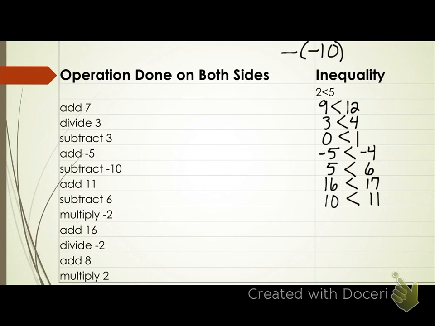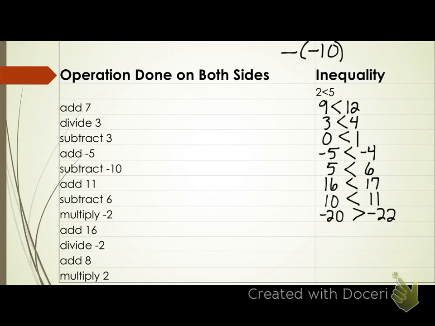Let's multiply both sides by negative 2. What's 10 times negative 2? Negative 20. What's 11 times negative 2? Negative 22. What's my inequality symbol? Greater than. Uh-oh. Something happened. Something changed, didn't it? All right, let's keep going.